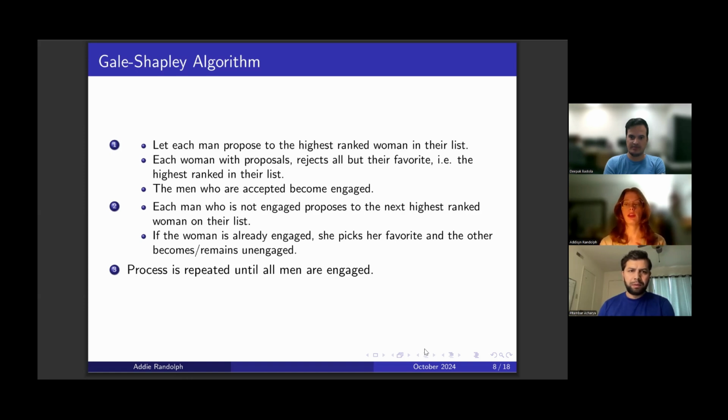And we would just keep repeating this process. The men would go to their next highest ranked women, propose to them, they become engaged, and then we do this until all the men are engaged.